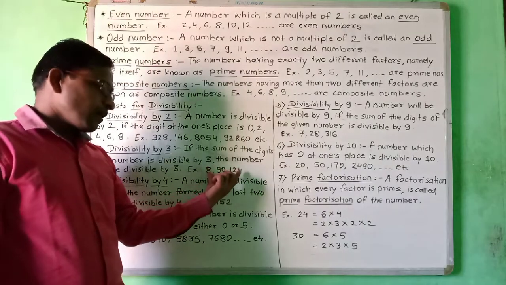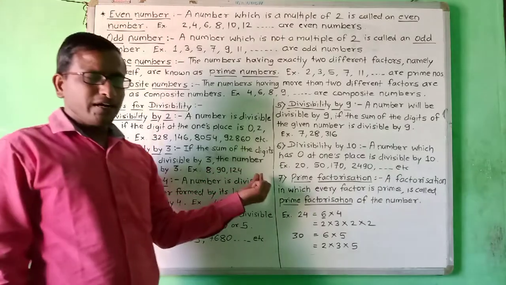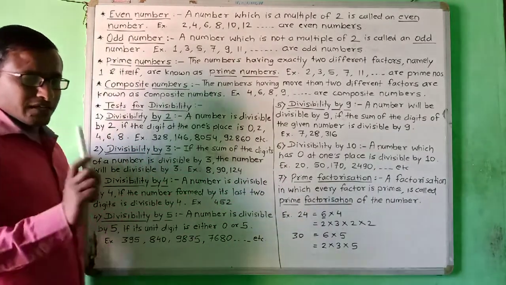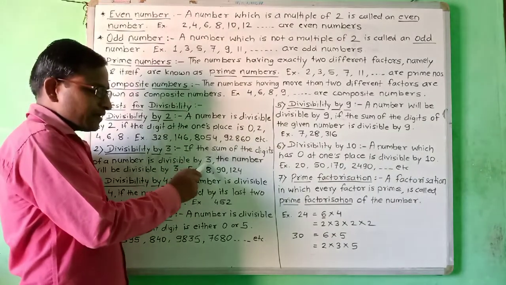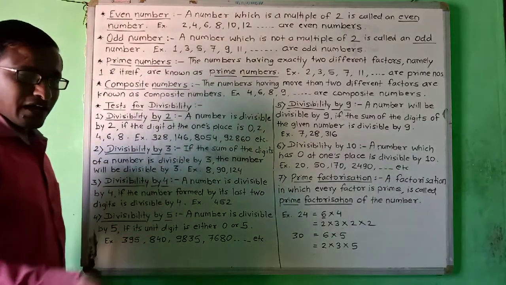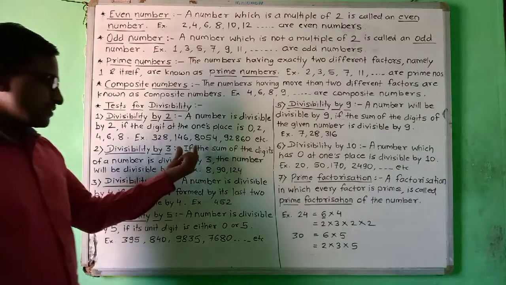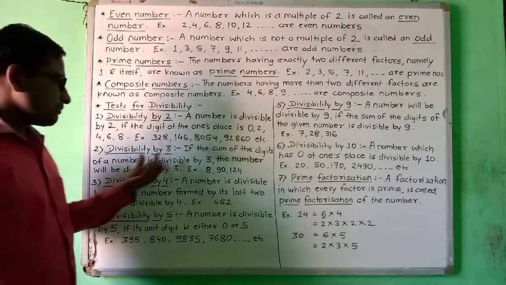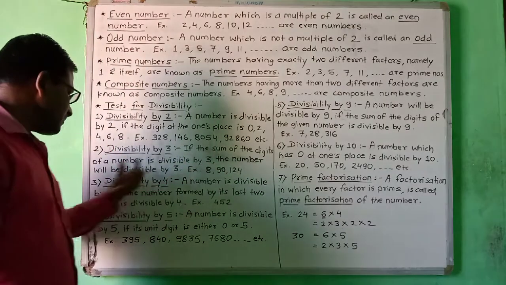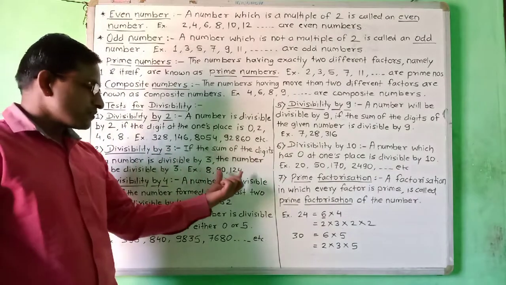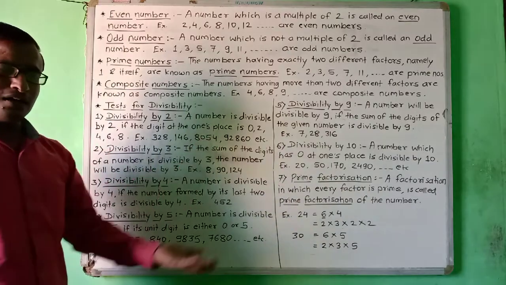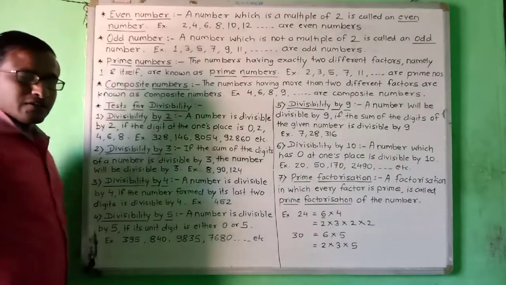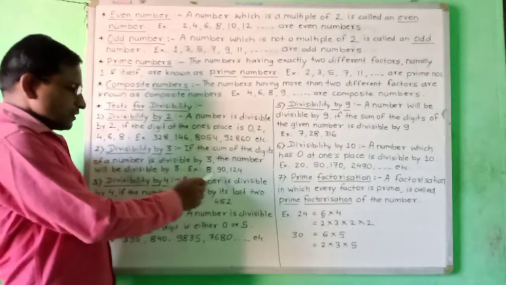So the sum of the digits is 24, and 24 is present in the table of 3. 3 8s are 24. So see here in the definition, if the sum of the digits of a number is divisible by 3, the number will be divisible by 3. The sum is 24 and 24 is divisible by 3. So your test is verified.